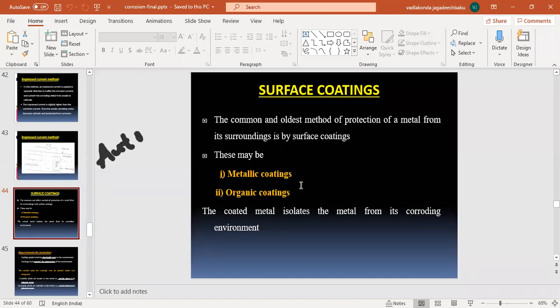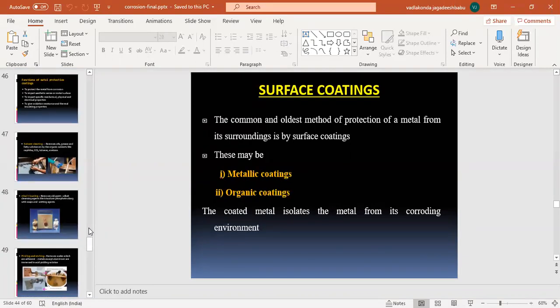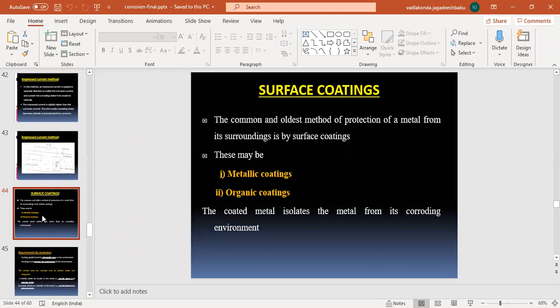One is the metallic coating and the other one is the organic coating. Organic coating is nothing but the emulsions or paints which we use, like in our home, for iron grills and iron rods. These are made of organic compounds and it is known as organic coating. That we don't have in our syllabus. We have the metallic coating. How metallic coatings protect metals from corrosion, that we will discuss.